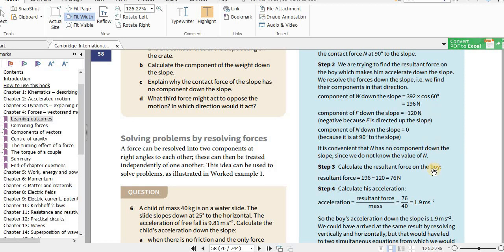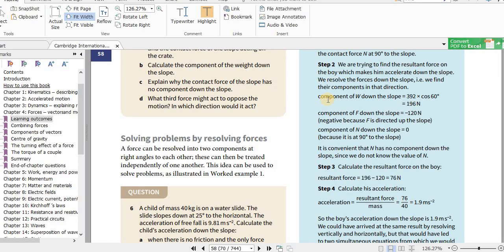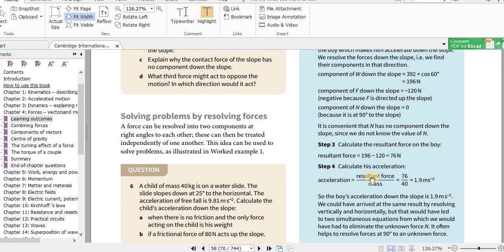So the acceleration is, remember we can use F equals ma, that F is always a resultant force. So that is 76 divided by 40. 76 divided by 40, okay, which is 1.9. We are using F equals ma. So the boy's acceleration down the slope is 1.9 meters per second squared.